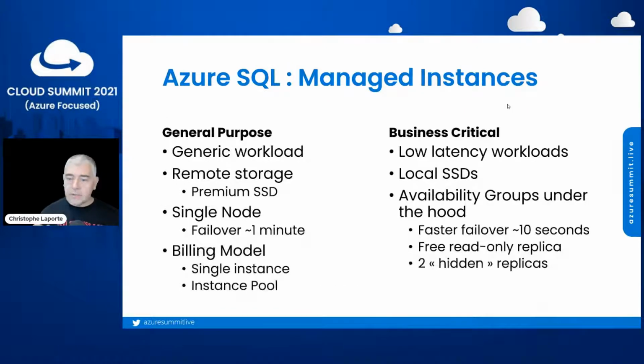There are two flavors of managed instance, the general purpose and the business critical. On the general purpose, you can handle almost all the workloads of your business. It relies on remote storage. That's premium storage, but that's remote storage. It means that you have maybe 2 milliseconds or 5 milliseconds of latency. You have a single node. It means that if this node fails, the failover time, that is to say your recovery time objective, RTO, is almost 1 minute. And for the billing model, you can choose from single instance and instance pool.